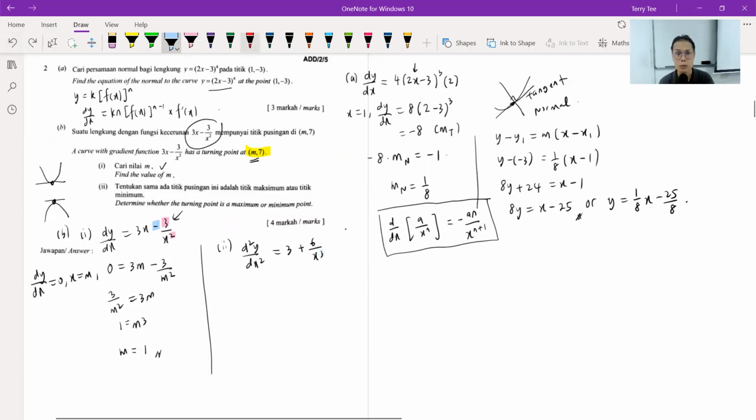The power 3. So let us now pick the x value. Your x is 1. Your m is your turning point. x is 1. Put this inside here. So this will give us 3 plus 6 over 1 power 3, which is still 1. Now, the exact value is not important. What we are interested in is the sign, whether it's more than 0 or less than 0. In this case, it's 9. It is more than 0. So therefore, this coordinate is a minimum point.